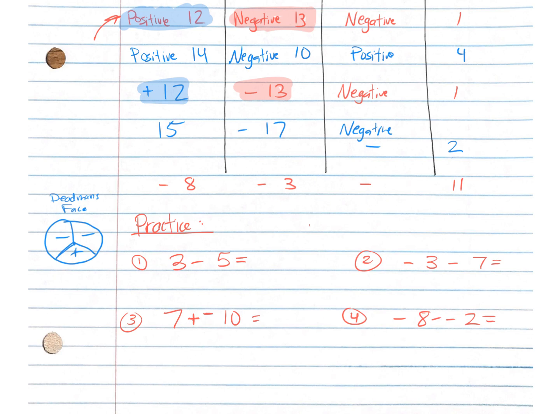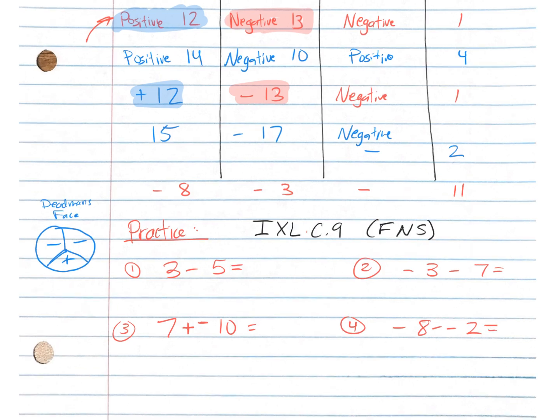All right. Once you're done, raise your hand. I'll come by and check your work, and then you'll hop on iExcel. This is the iExcel standard for once you're done with these 4 problems. Again, once you get done with these 4 problems, raise your hand. I'll come by, check them. If they're all correct, then you move on to C9 on iExcel.